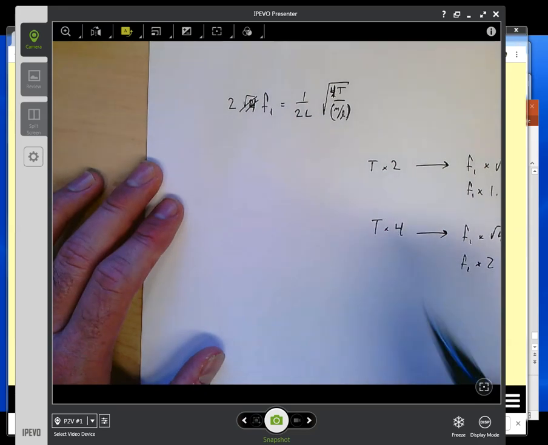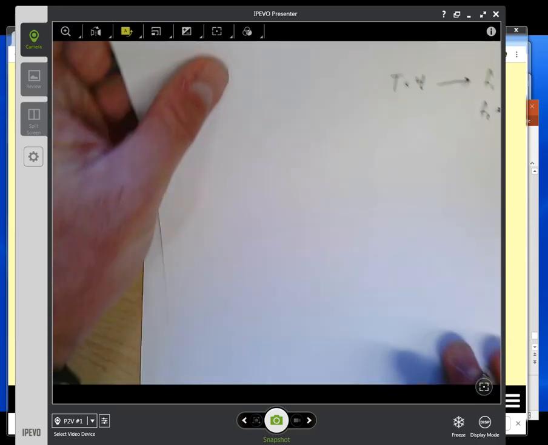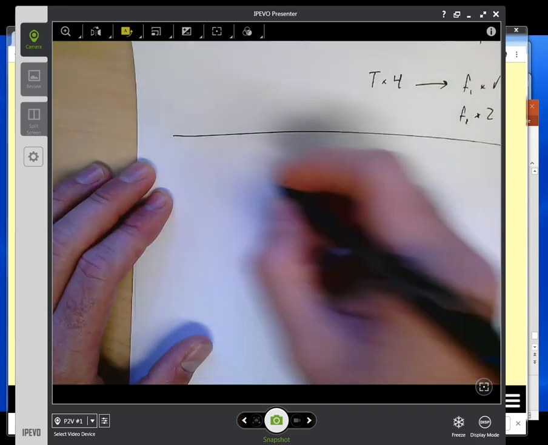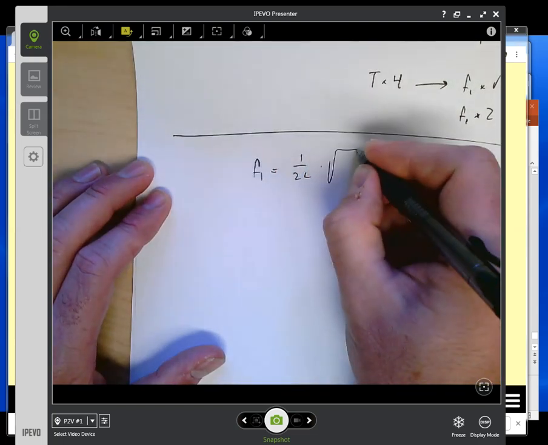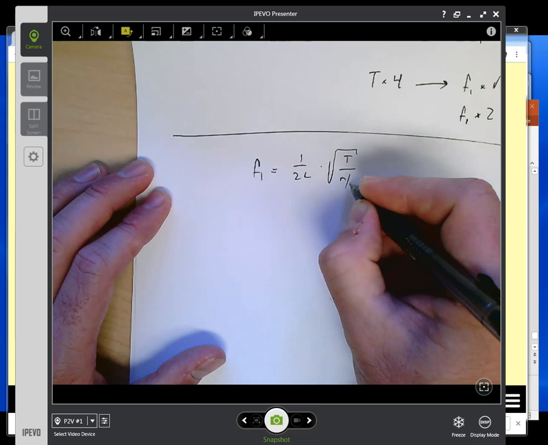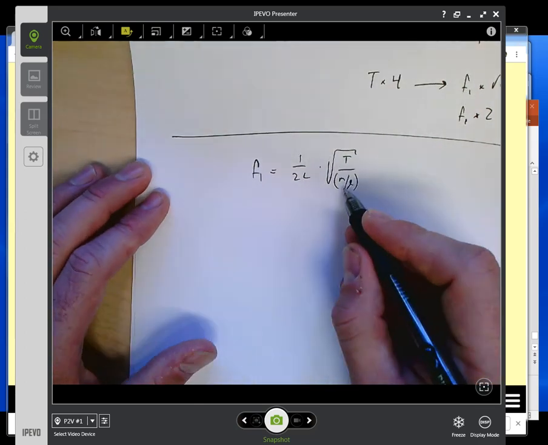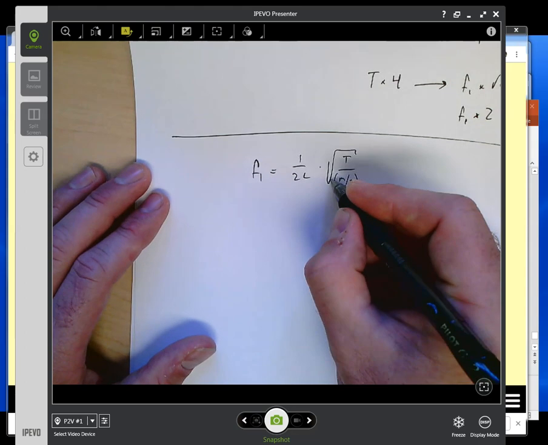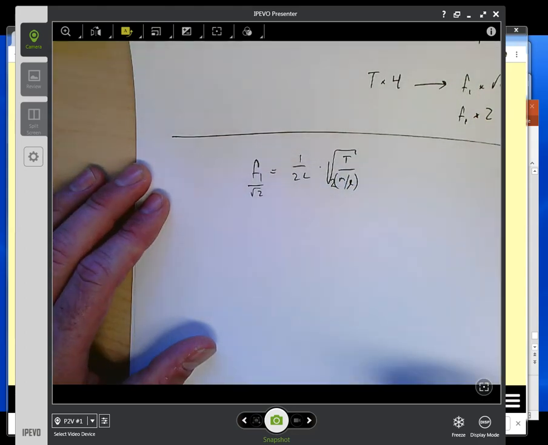Because that's kind of looking messy now, we're going to go to a new example, which is, here's my original equation. F1 is 1 over 2L, square root of T over mass per length. And what if I doubled the mass per length? Well, if I did that, if I put a 2 in here, that would be like dividing by square root of 2 over here. Do you see that?